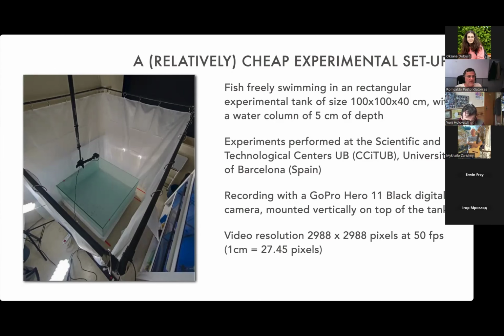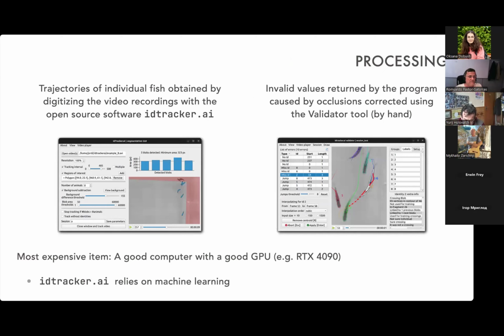Then when we have these movies, we have to track them. That is, from the movie, extract the positions at each frame of all the fish in the tank. This we can do using open source software called idtracker, which is a very cool piece of software because it relies on machine learning techniques to learn each one of the individuals in the movie. So by learning the individuals, it's very easy for the software to distinguish them.